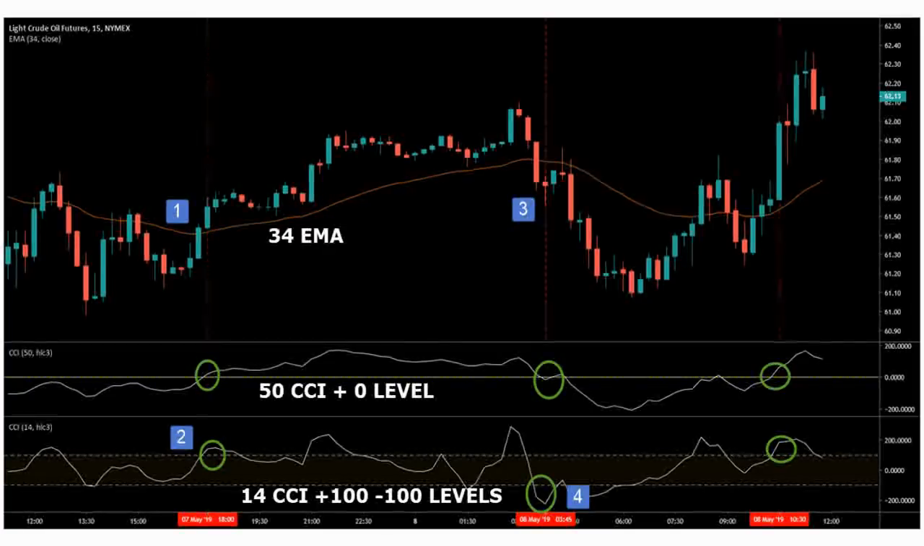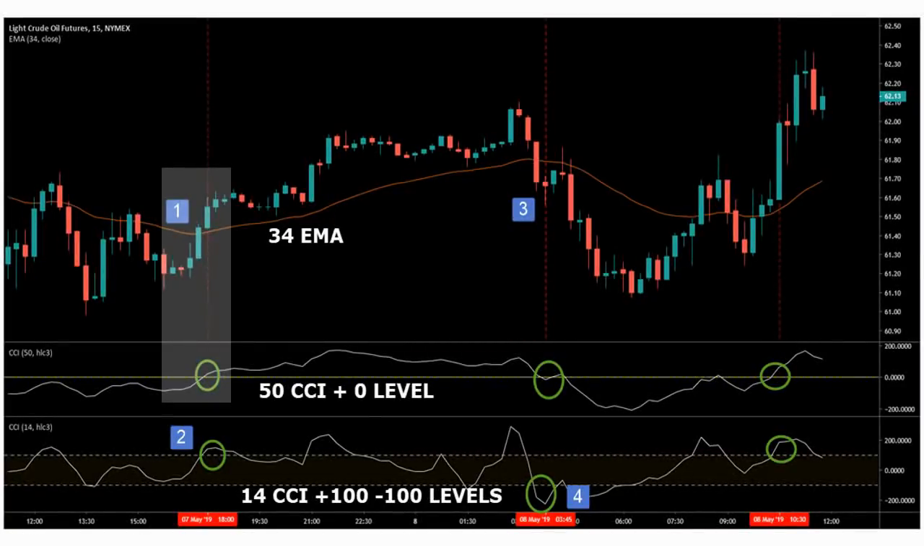Now, this is a 15-minute chart of crude oil futures, which is a preferred day trading market actually at Netpicks. And here are the rules for this strategy.